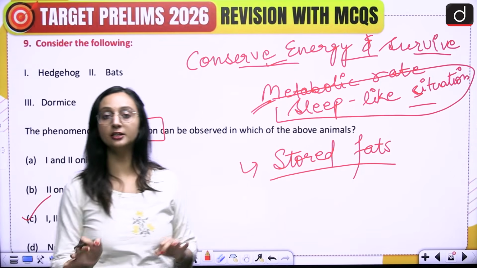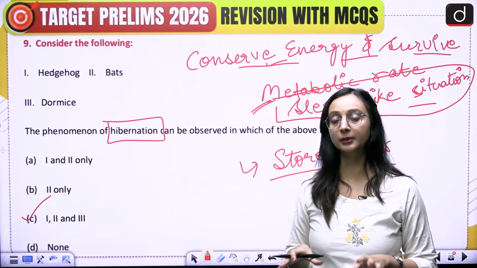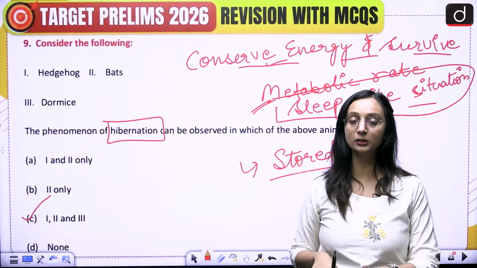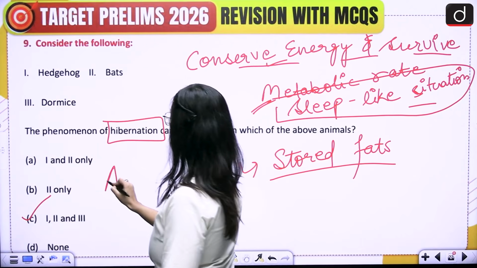Now hibernation is winter sleep. Okay, it's not exactly sleep, it's a sleep-like phenomenon. So hibernation is winter sleep. Similarly, we also have something that's known as summer sleep. Okay, and that's called estivation.